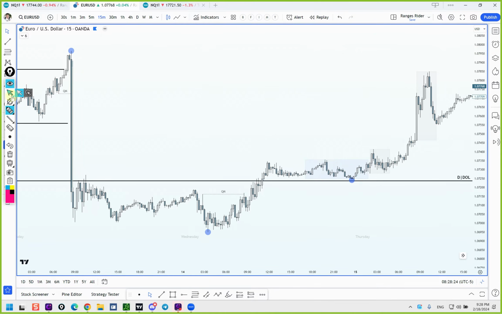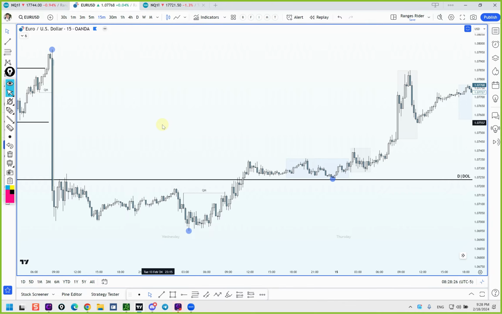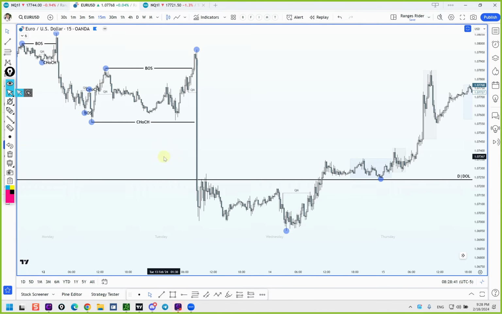Okay, so the point was two QMs will confirm the range. Once the range is confirmed, then we need to see that this range, the next question is what? We need to see where this range is coming from.